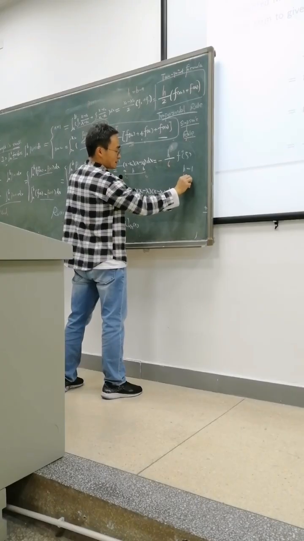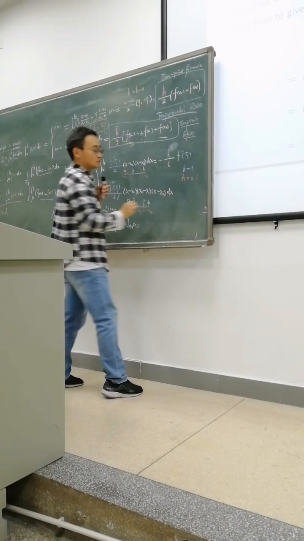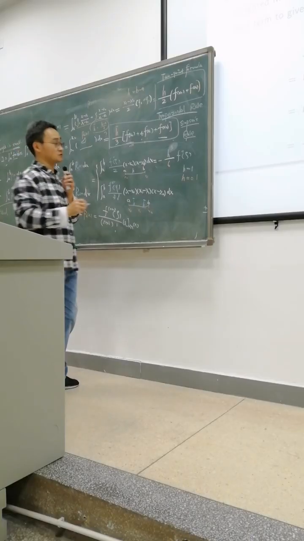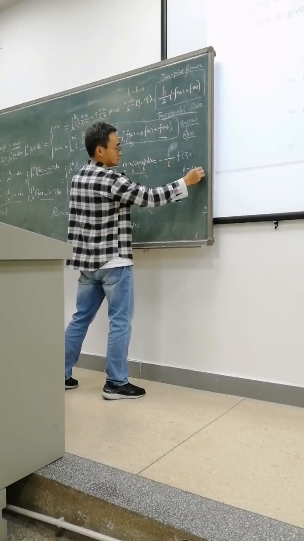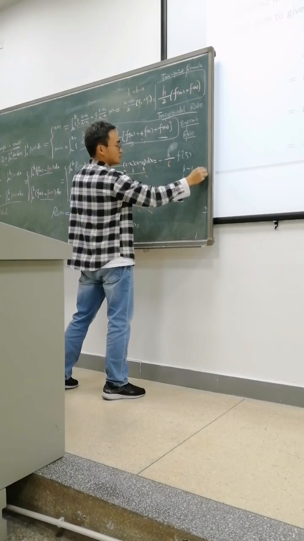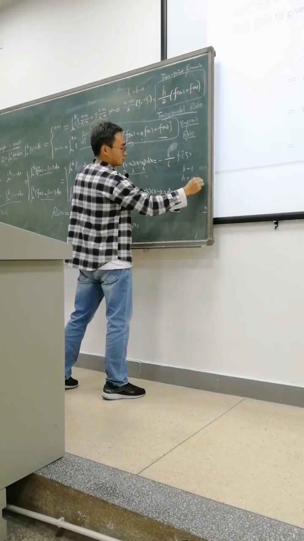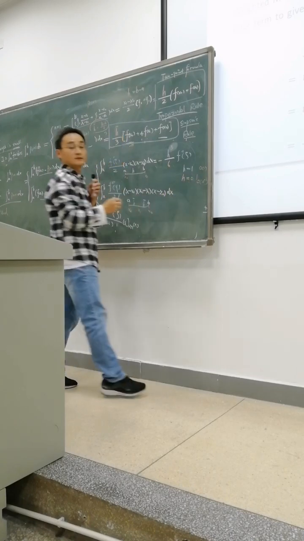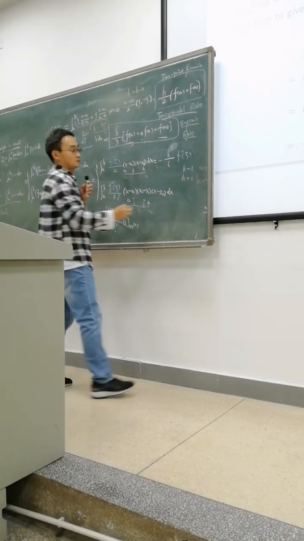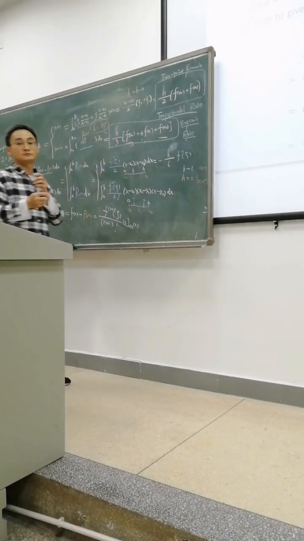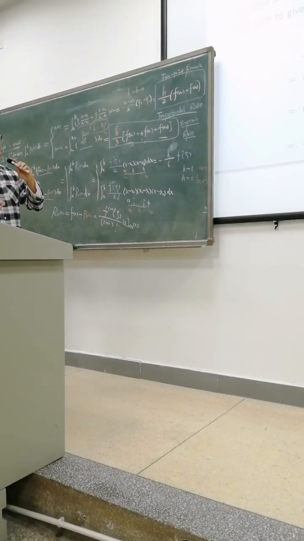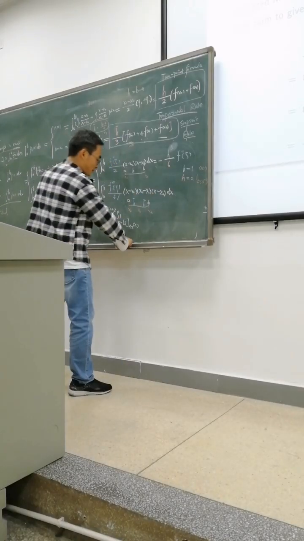Next time, if I ask you to take h equals to 0.1, the error should be in this one. So this kind of error should be this one. Right? It is minus 3. Okay. Now, how about this one?